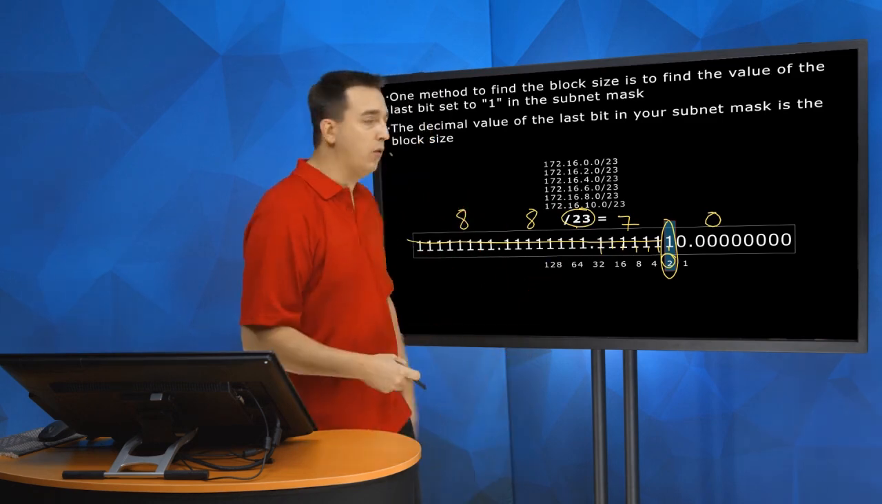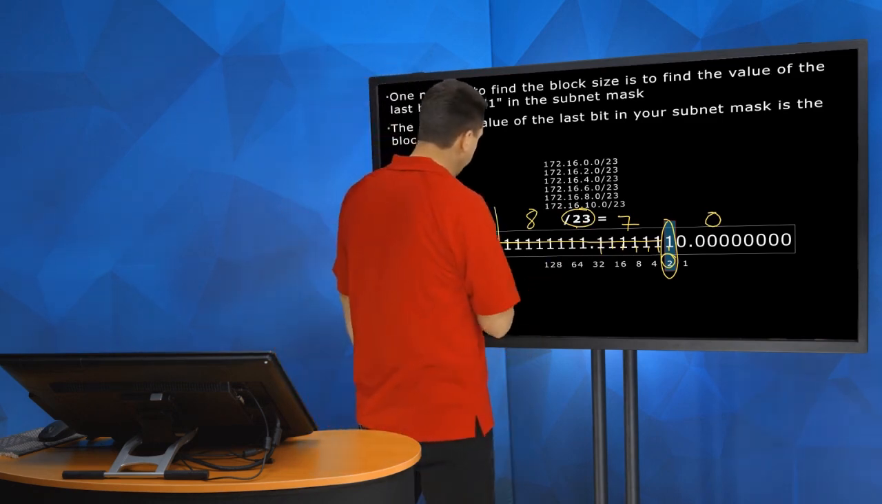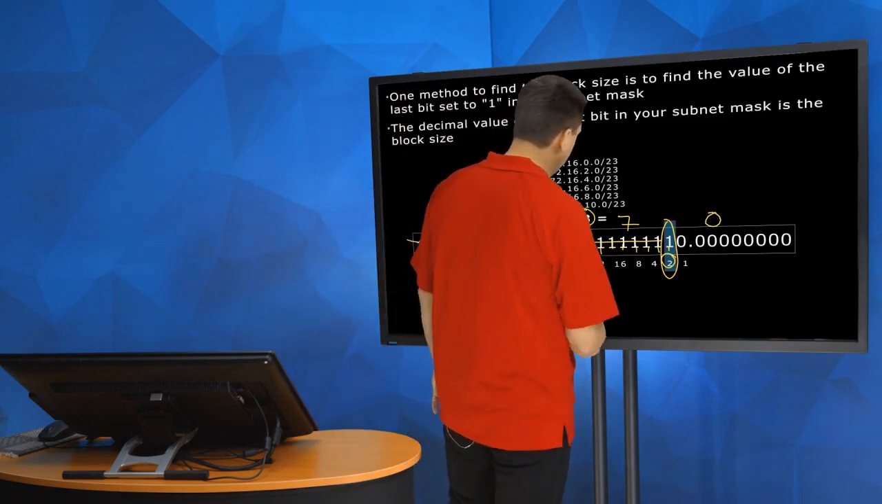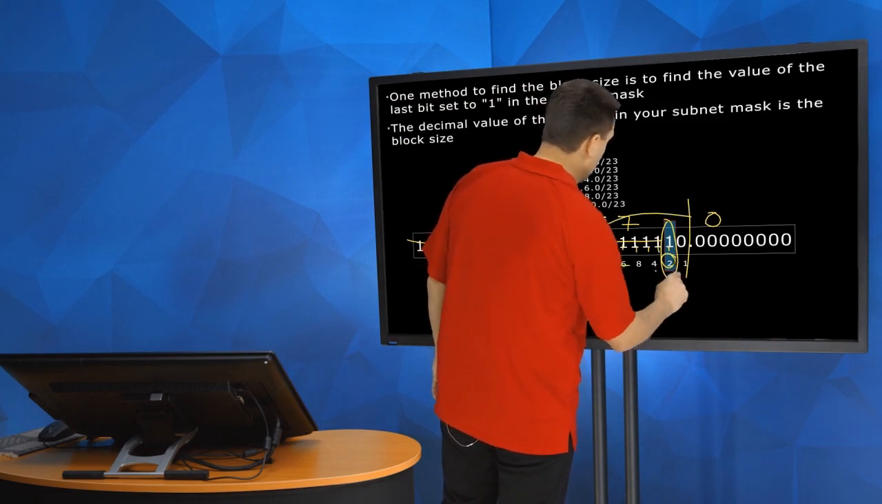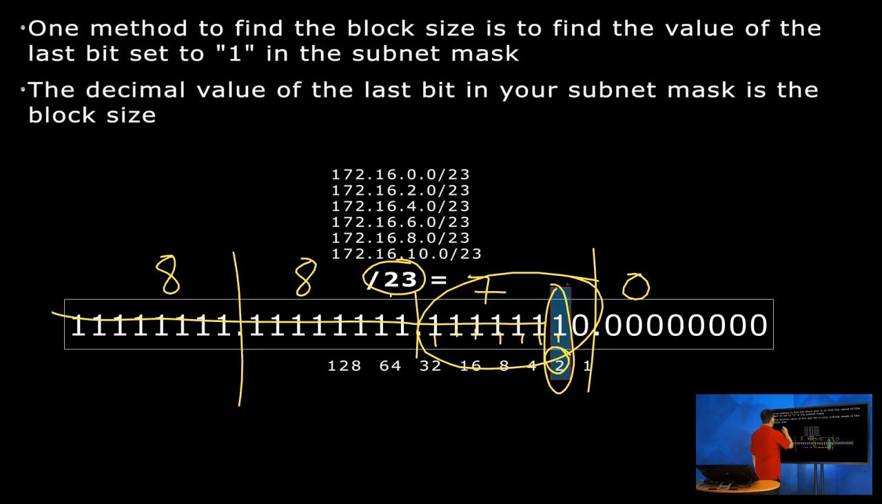Now, what octet are we in? Well, if I double check on that, there's the first octet. Here's our second octet. Here's our third octet. All right, so I'm in the third octet here. So I'm counting by 2 in the third octet.